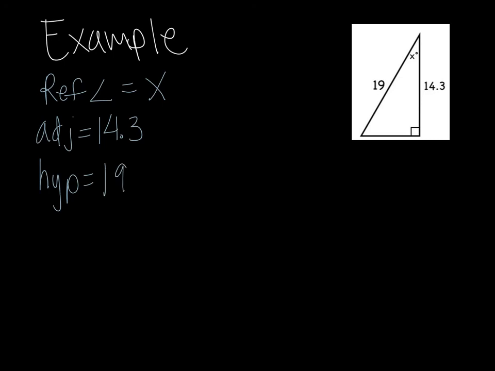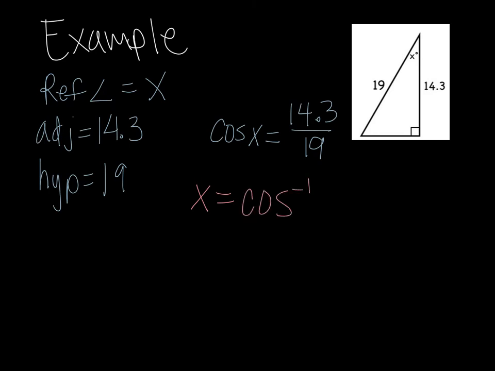So our next step is to set up our trig ratio. We have cosine of x equals adjacent over hypotenuse. Now once again, our second step would be to solve for our variable. In order to do that, we do the inverse operation. So the inverse of cosine is written as x equals inverse of cosine times 14.3 divided by 19.